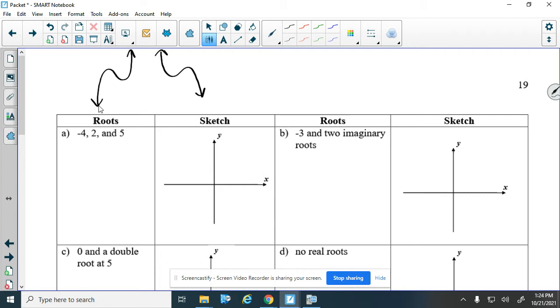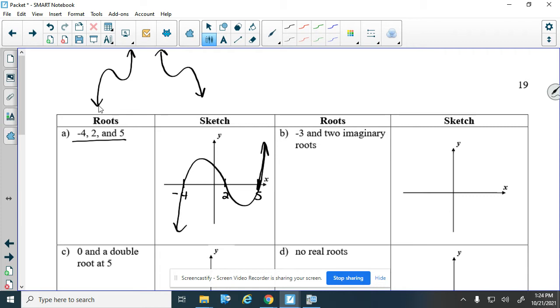So the first one is just our 3 single roots. So I'm going to cross at -4. This can be a sketch, 2, and 5. And we're just drawing in a rough sketch of what this will look like. We don't need to find an equation. We're just making sure we're clear on what the single roots look like.